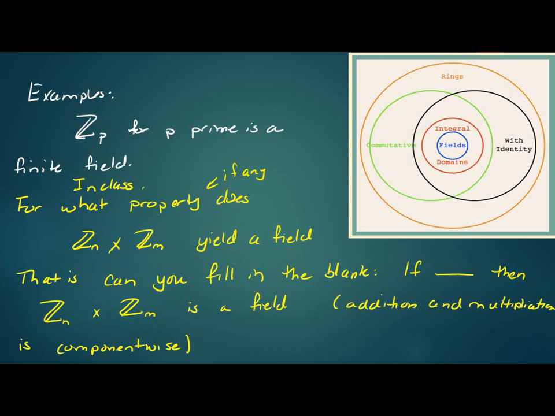Do we have a property that will guarantee us that the cross product will yield a field? Can you fill in this blank, that if this, then Zn cross Zm is going to be a field? Just work some examples and see if you can get something to work. So it's easy to remember the definition of field. Now you have it in your head. Abelian group under plus, non-zero elements form an abelian group under times, and the distributive law holds.